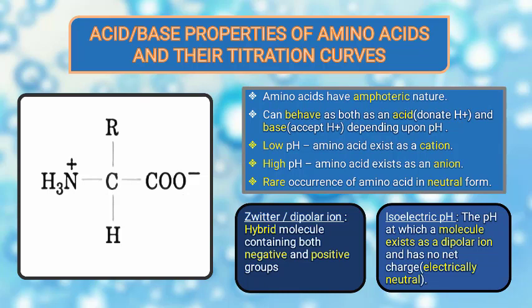Now the term we need to know here is Zwitter or dipolar ion. It is a hybrid molecule containing both negative and positive groups. As we look at the structure of amino acid, it is clear that it is a Zwitter ion. The isoelectric pH is the pH at which a molecule exists as a dipolar ion and has no net charge, meaning it is electrically neutral.